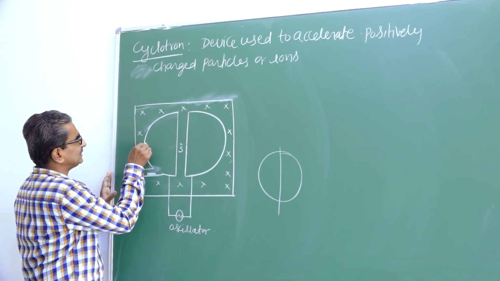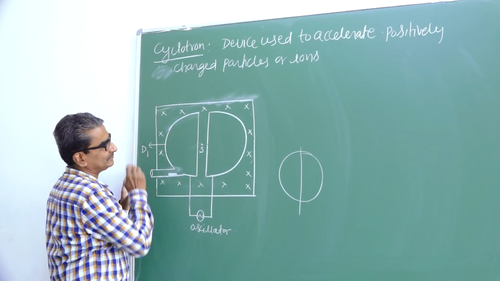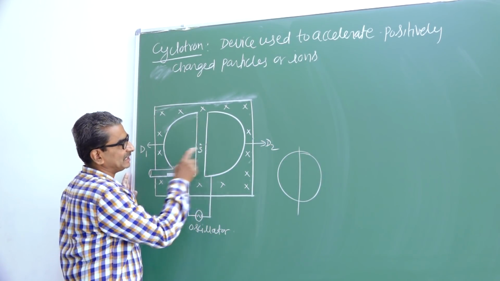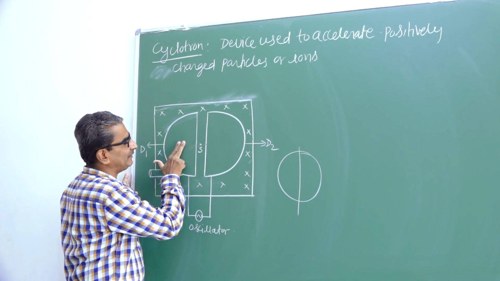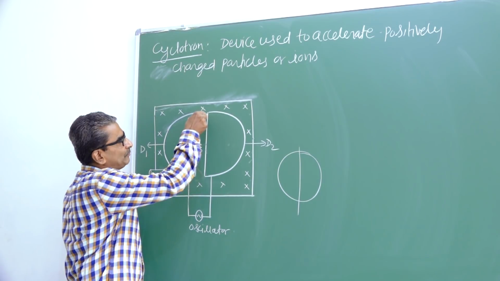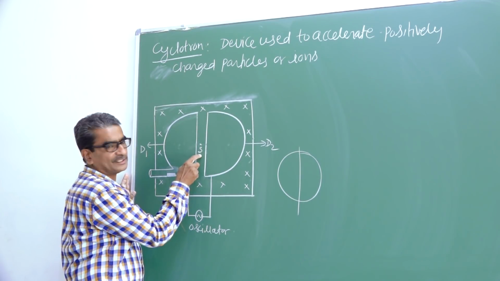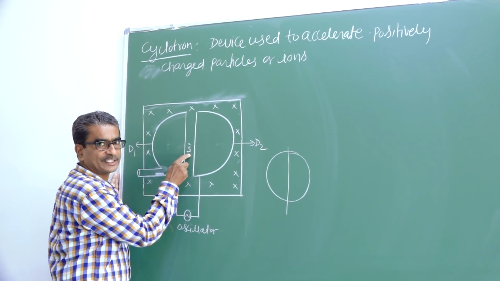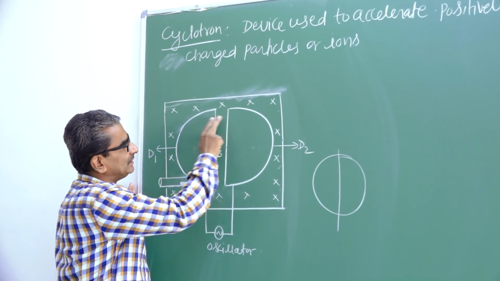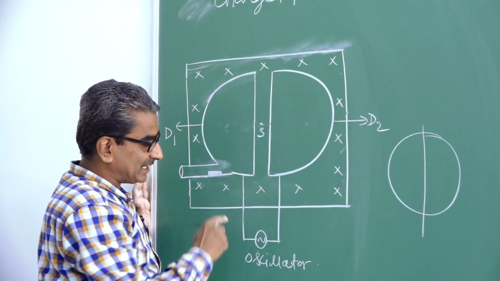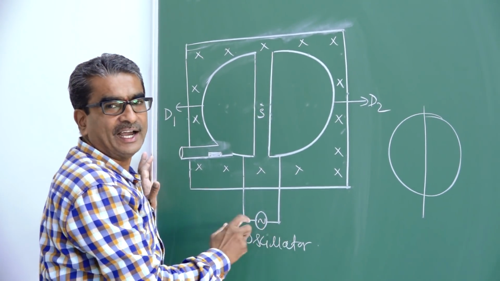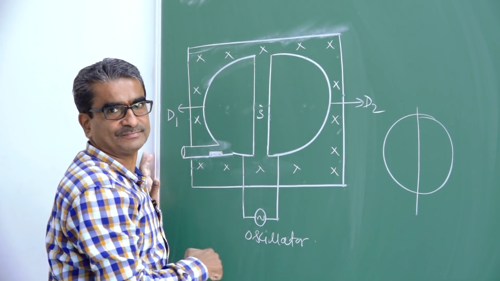I can consider this as D1 and this as D2. These are the two metallic discs, D1 as well as D2. And in the small space between the two discs, an ion source is kept. The two discs are next connected to an oscillator, a high frequency AC source.